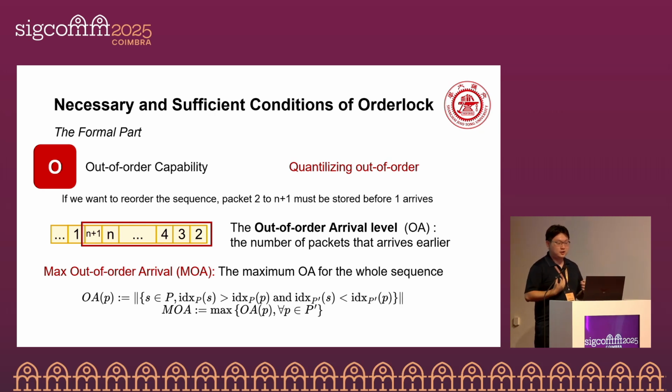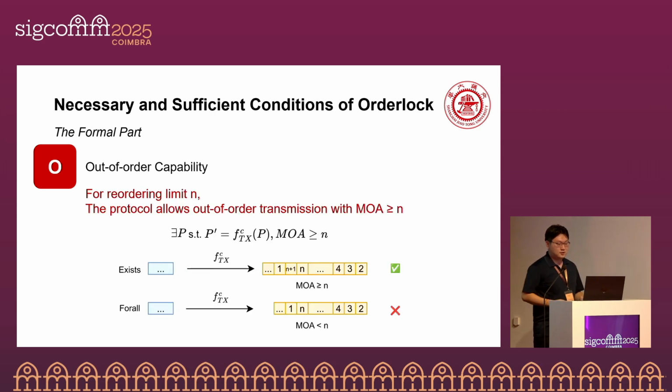For any given packet, its out-of-order arrival level, or OA, is the number of late packets that arrive before it, where they must be stored when we perform reordering. The max out-of-order arrival, or MOA, for a sequence is the highest OA value among all the packets in the sequence. With this, we can define out-of-order capability. For reordering limit n, the protocol allows out-of-order transmission with MOA greater than or equal to n.